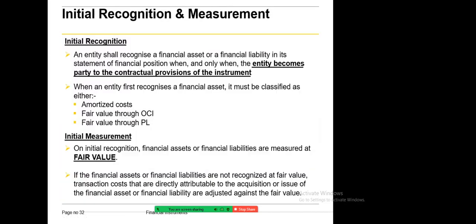Recognition and measurement. At initial recognition, an entity shall recognize a financial asset or financial liability in its statement of financial position as and when the entity becomes a party to the contractual provisions. When an entity first recognizes a financial asset, it must be classified as amortized cost, FVTOCI or FVTPL. This is what we have discussed.